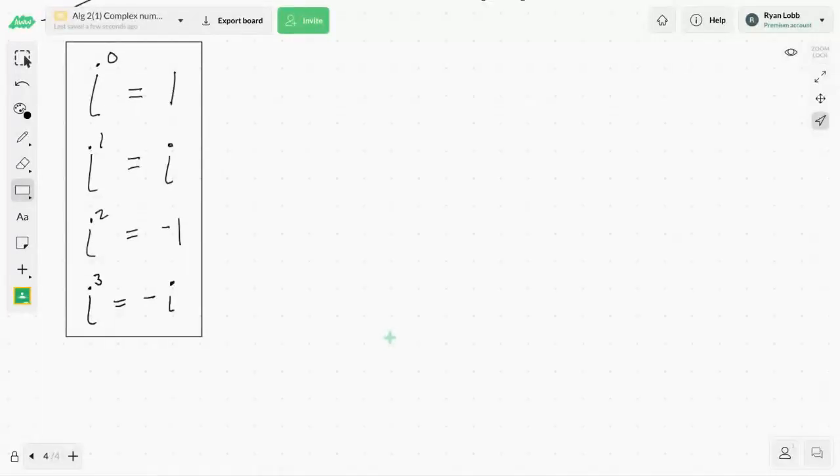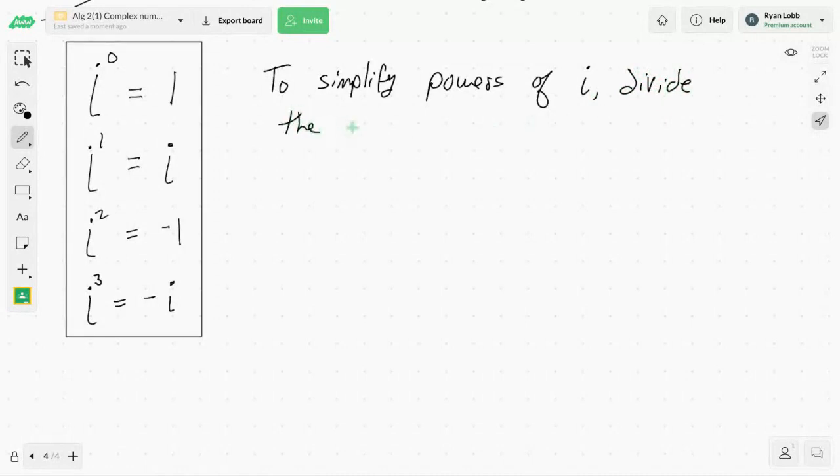Okay. Now this pattern is just going to keep repeating. So this is the process that we're going to use to simplify powers of i. To simplify powers of i, divide the exponent by 4 to determine the remainder.